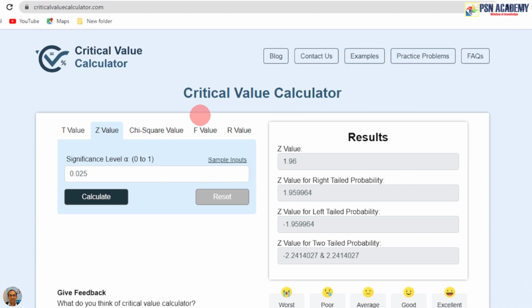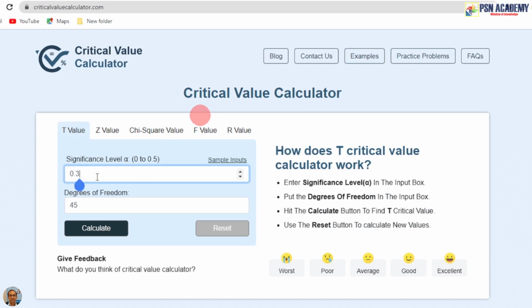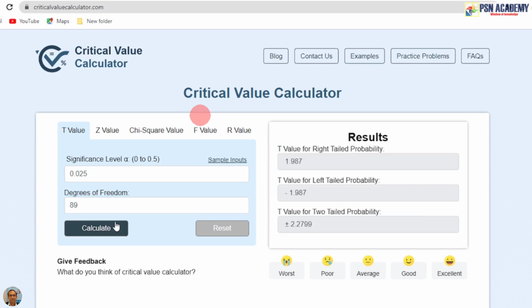And for the t value, press the tab of t value, provide the alpha level as 0.025, and we have 89 as our degrees of freedom because we have 90 as the sample size. So write 89 here and press the calculate button, and it will give you this result, 1.987. And for the left tail it is minus 1.987, and for the two-tailed it is plus or minus 2.2798. It's appropriate. It is actually matching with the table, right? So let's get back to our slide.